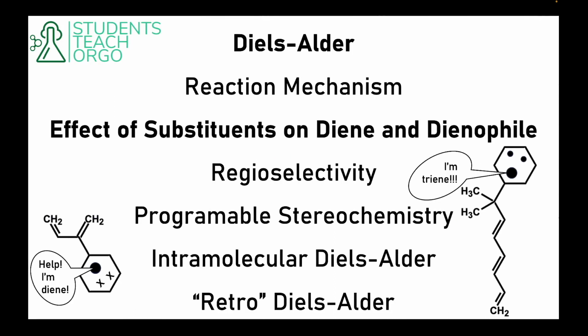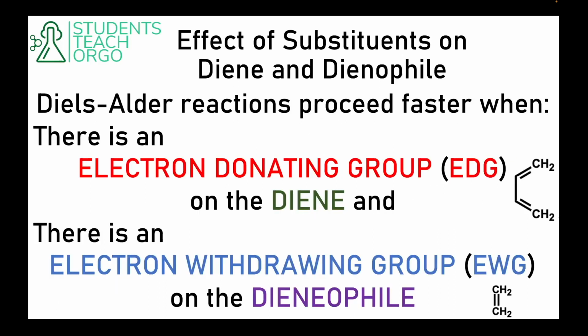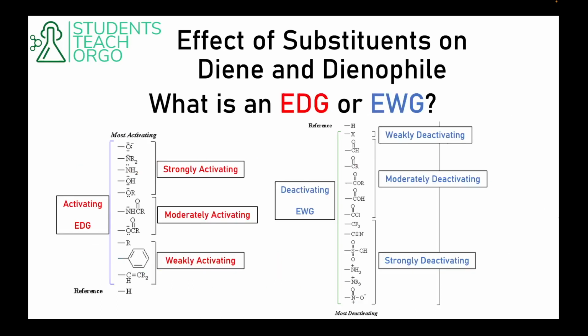So next I'm going to talk about how substituents on the diene and dienophile can change the reaction rate of the Diels-Alder. The reaction is going to go faster if there's an electron donating group on the diene, and it's also going to go faster if there's an electron withdrawing group on the dienophile. So really quickly here, I'm just going to review what an electron donating group and an electron withdrawing group are. You can see this table very nicely summarizes some examples of different donating groups. Activating here means the same as donating, and deactivating would be the same thing as withdrawing.